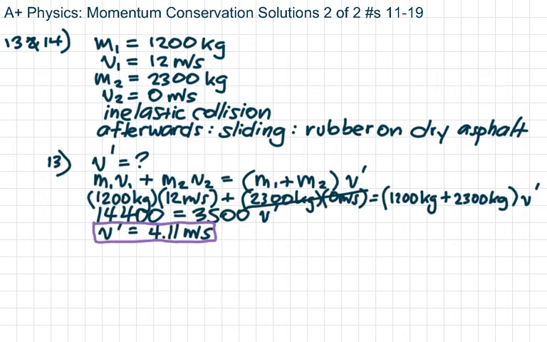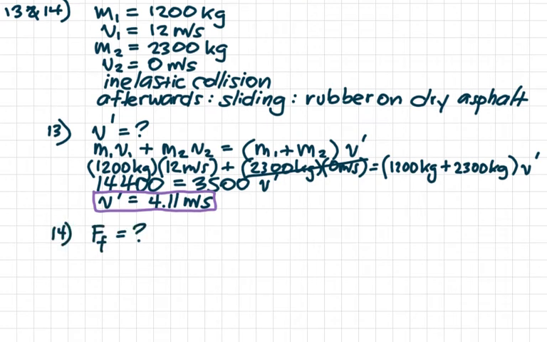Okay, so when you work that out, you get 4.11 meters per second for the speed right after the collision. But then it immediately begins to slow down because of friction. So that's number 14. So 14 wants to know, what's the friction force that brings the locked together cars to rest? So you should always try F_f is mu F_n first.